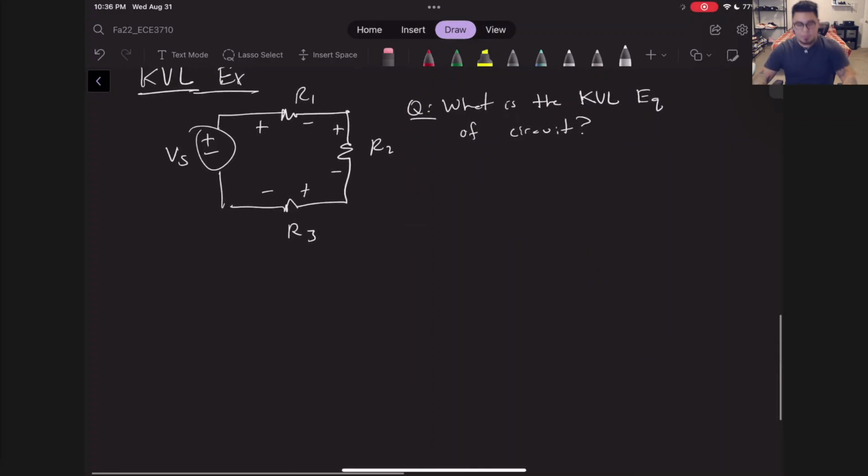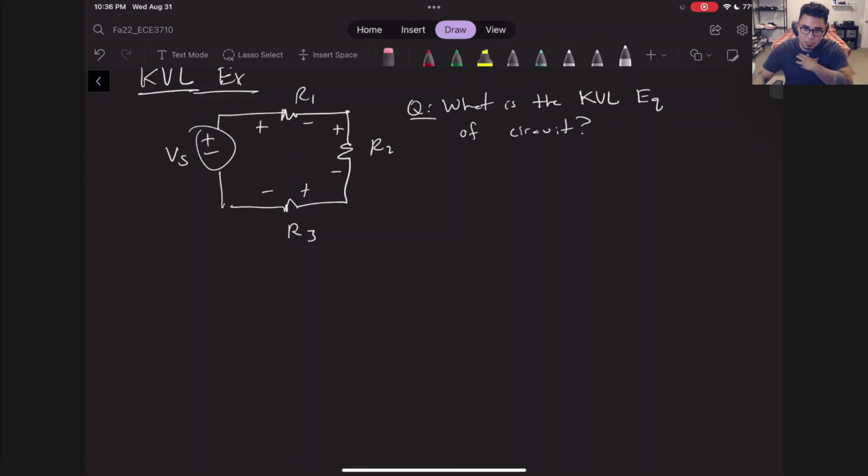Okay. I like to do clockwise. I always like to do clockwise for all my KVLs, unless otherwise specified, and we'll go over that in a little bit. The only reason I will ever go counterclockwise is because someone in the homework or exam put a current going counterclockwise. That's not in this example. There's no current direction shown.